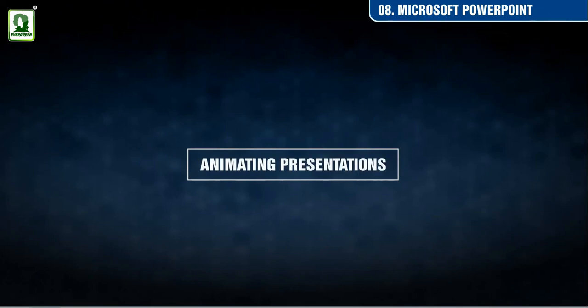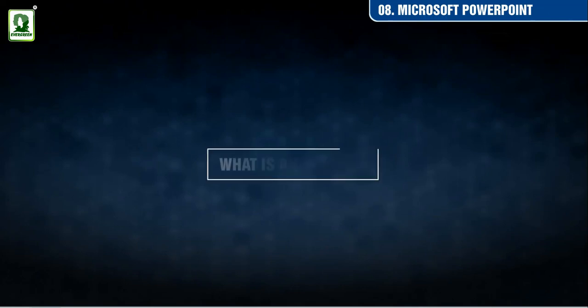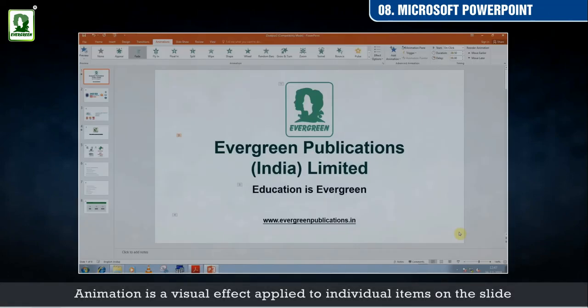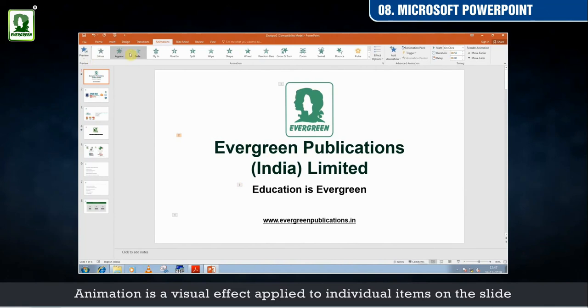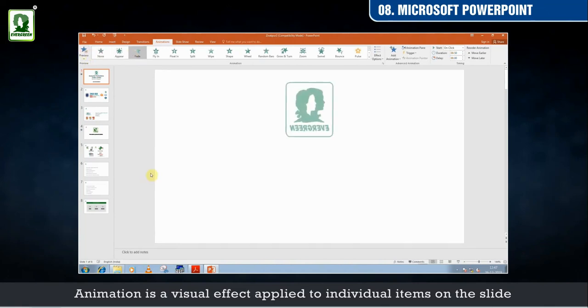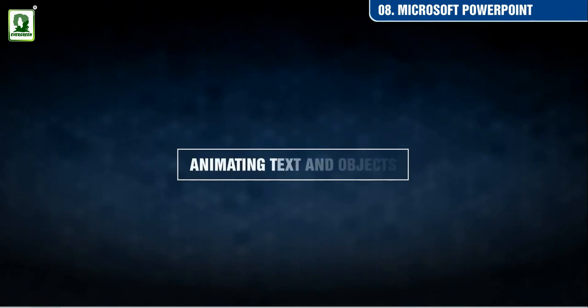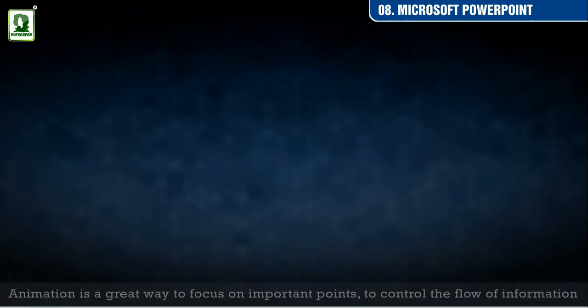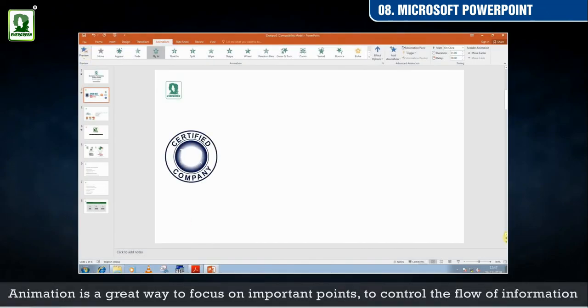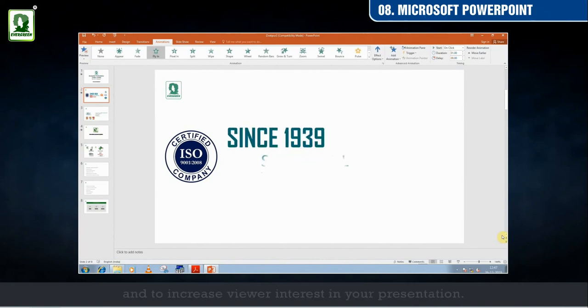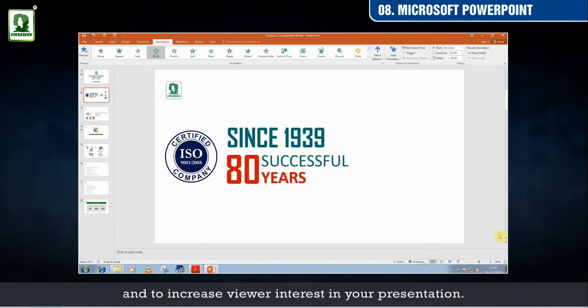Animating presentations. What is animation? Animation is a visual effect applied to individual items on the slide, such as graphics, titles, or bullet points. Animating text and objects. Animation is a great way to focus on important points, to control the flow of information, and to increase viewer interest in your presentation.